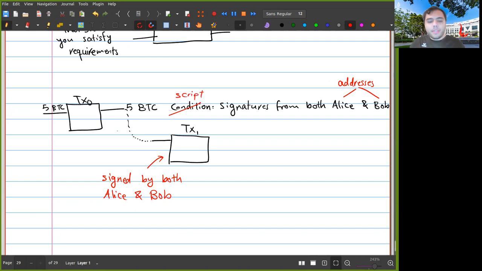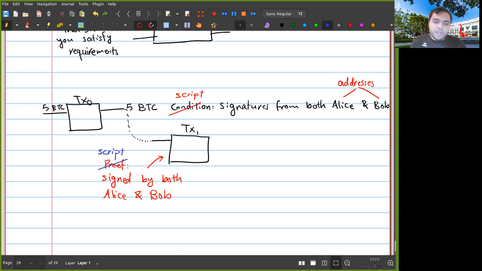Okay, and every input also has a proof, let's say, that the condition is satisfied. For example, in this case, the proof is the signatures by both Alice and Bob. And actually, this proof is also a script in the same language. So Bitcoin has the same language for writing the conditions and the proofs. And you can look it up and learn it if you want to.